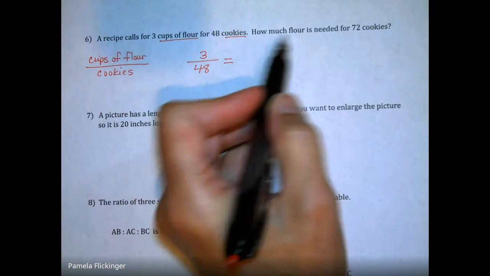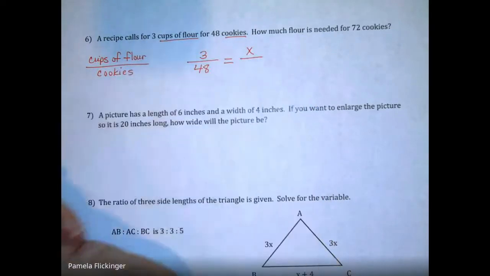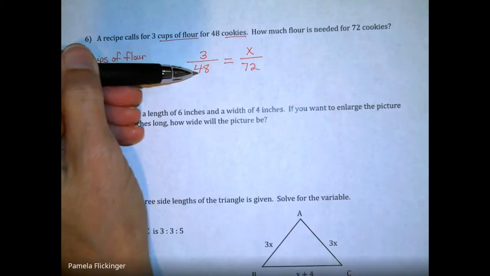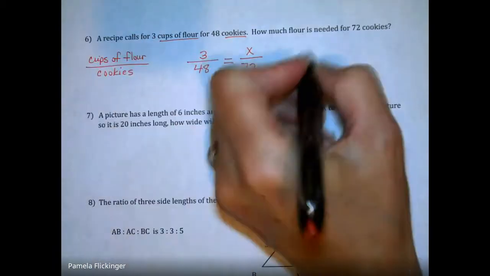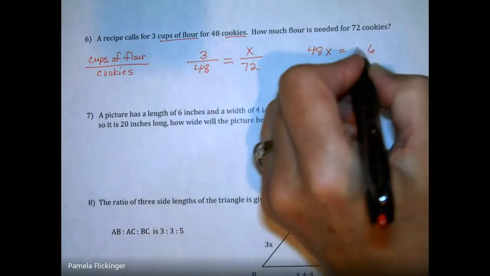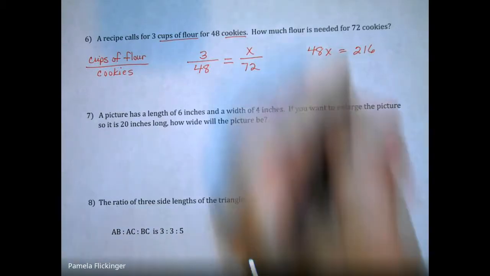all right, I'm going to set that equal. The question here is how much flour. So that goes in my numerator, and the 72 goes in my denominator. So it's always cups of flour over the number of cookies. All right, then I could cross multiply. So we've got 48x equals, let's see, 216. And then divide that out. So 216 divided by 48 is 4.5.